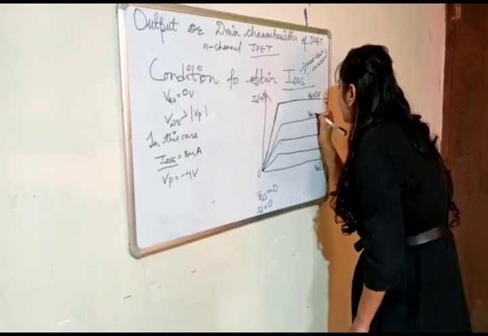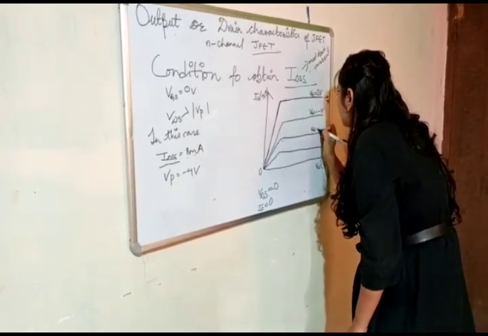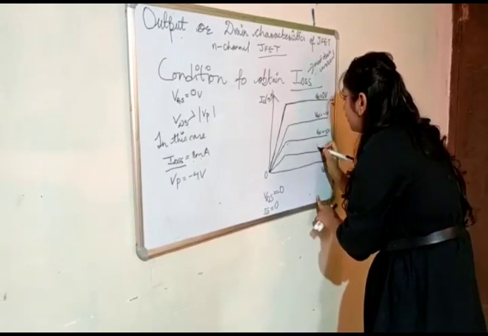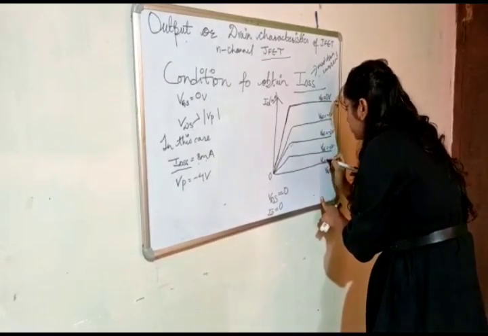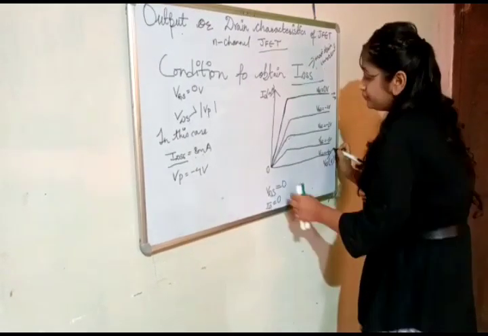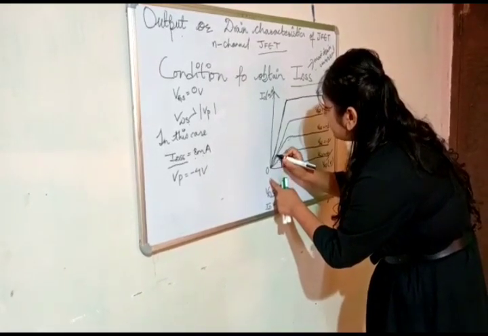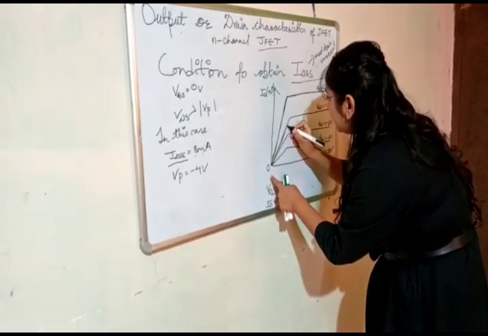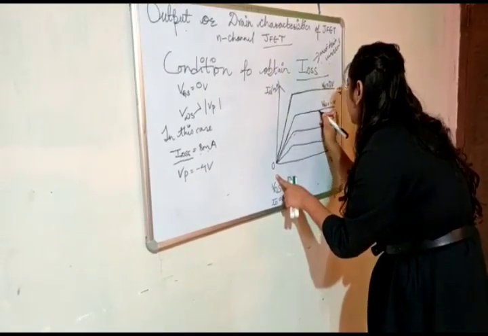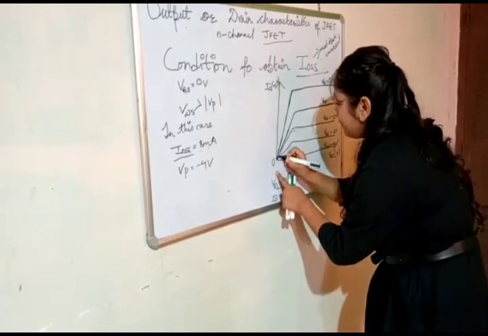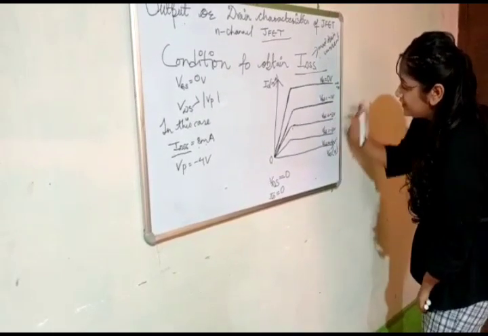The same is done for VGS equal to minus 1 volt, minus 2 volt, minus 3 volt and minus 4 volt. When we increase VDS, we will find a linear increase in the current ID. Then after a certain point, it will be saturated. This is for the different levels of VGS.